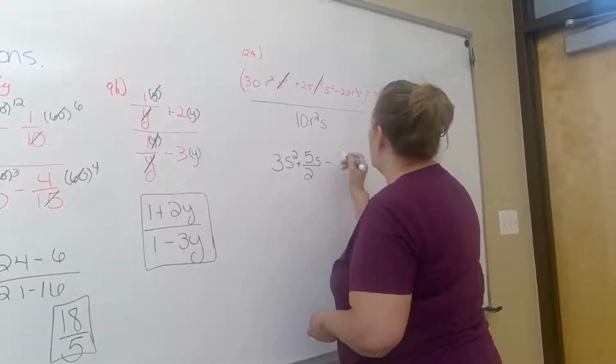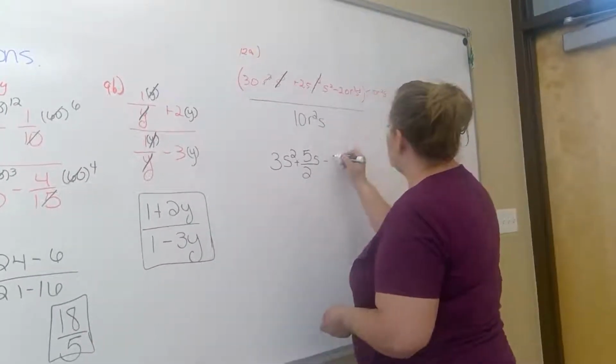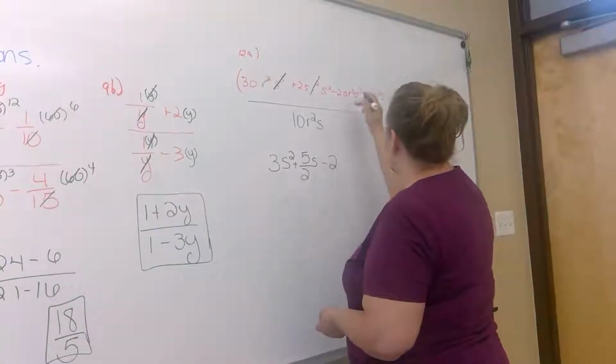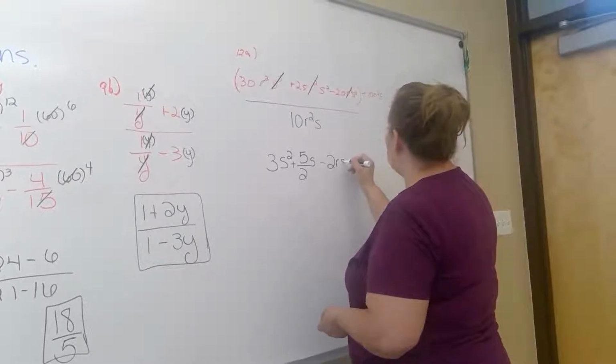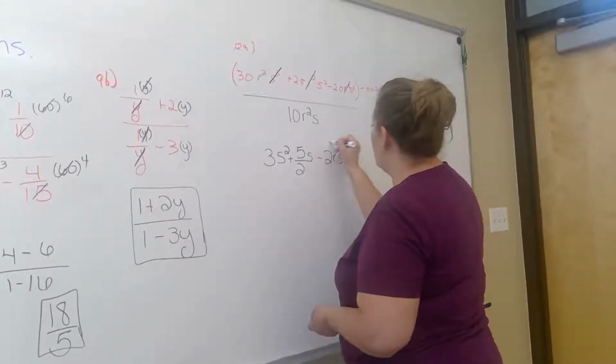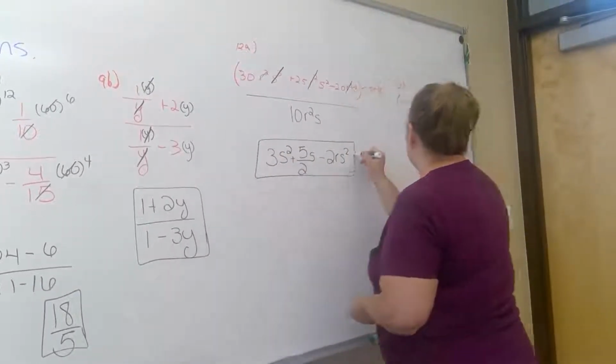Okay, and then here we have a 10 goes into 20 2 times, we get 1 r left, and then s squared. And that should be our answer.